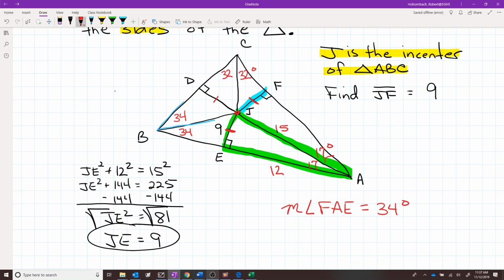Alright, any questions on any of that stuff? Angle bisectors, they're concurrent at the in-center. The in-center is the same distance from the sides of the triangle.